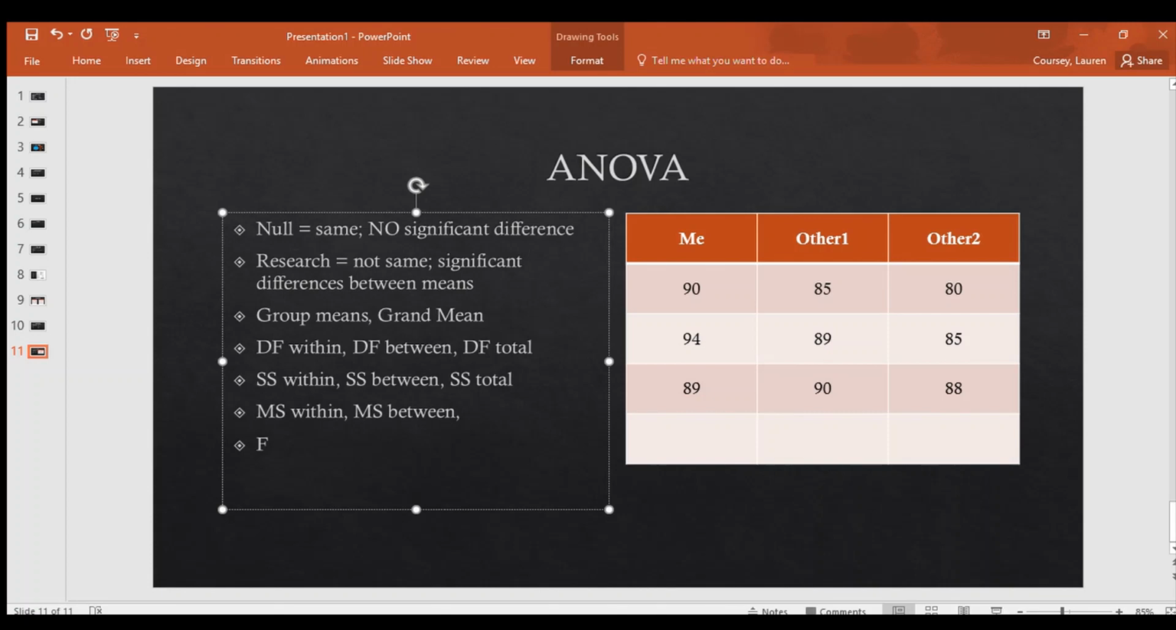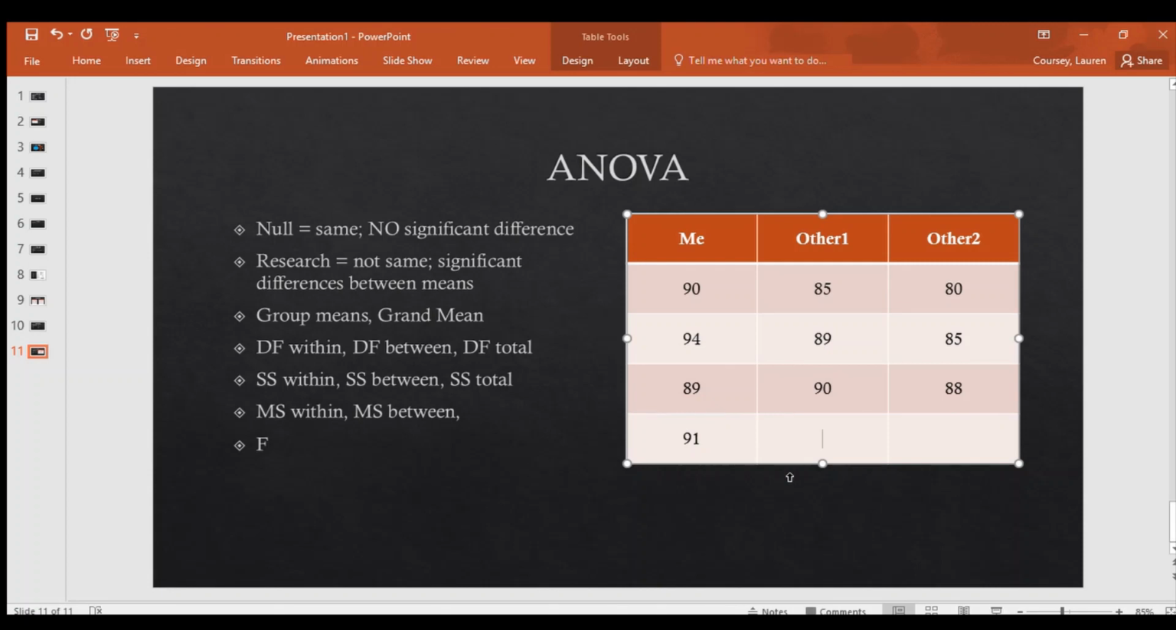All right, so let's go about calculating some of these values. The first thing that I'm going to do is to calculate the means for each of my groups. So I take each of these three values for my group here, 90, 94, and 89. I'll get my sum and divide by 3. So the mean for my group is 91. I would do the same for each of these other groups.